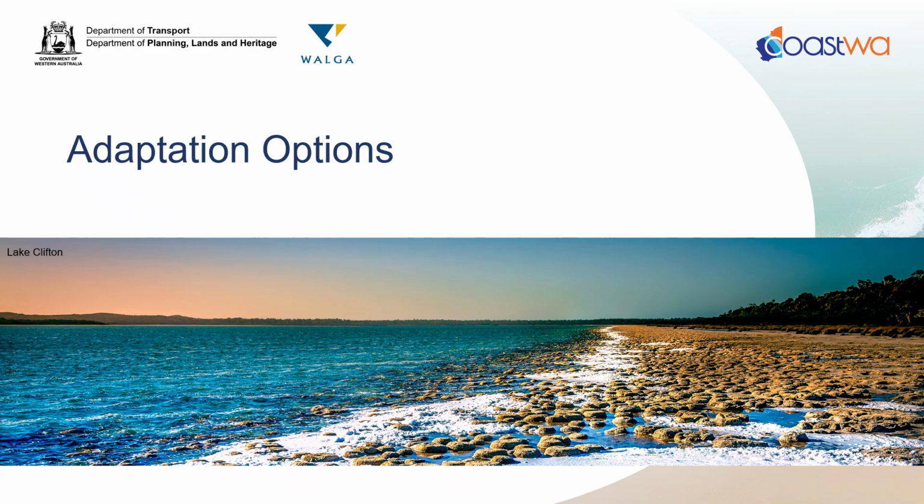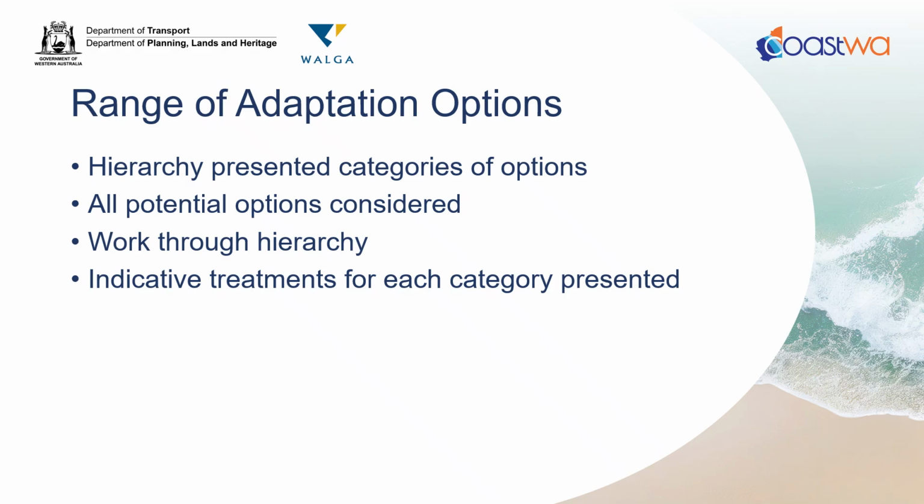So we'll step through the individual adaptation options within those broader categories now. The hierarchy presented the broader categories of options. So we had the avoid, the retreat, the accommodate, and the protect. As noted earlier, we want to start really wide and consider all of the potential options for our site, work our way down through that hierarchy and determine which of the various options may be appropriate for our specific conditions. And indicative treatments for each of the categories are presented.